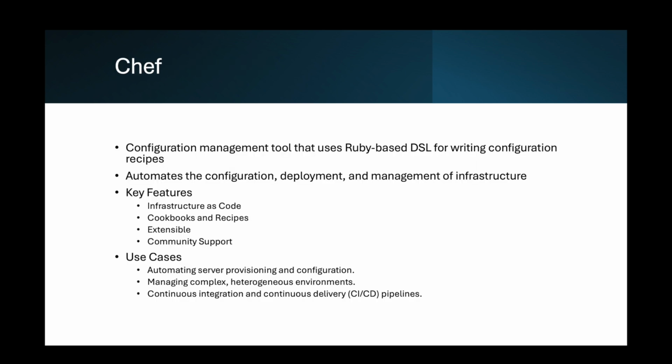Chef. Chef is a powerful configuration management tool that uses a Ruby based DSL for writing configuration recipes. Chef automates the configuration, deployment, and management of infrastructure, enabling organizations to manage servers in a scalable way. The key features include infrastructure as code, which uses code to define the desired state of systems. Next one is cookbooks and recipes, organized in cookbooks, recipes that define how a particular piece of infrastructure should be configured, which makes your life much easier.